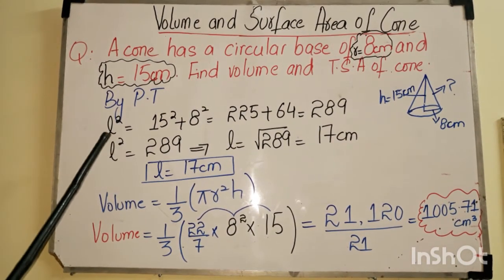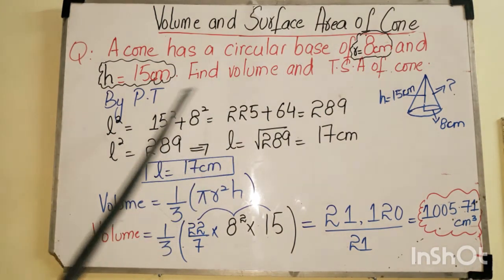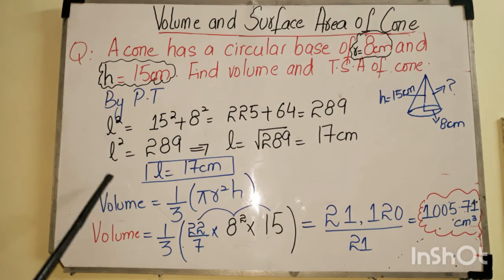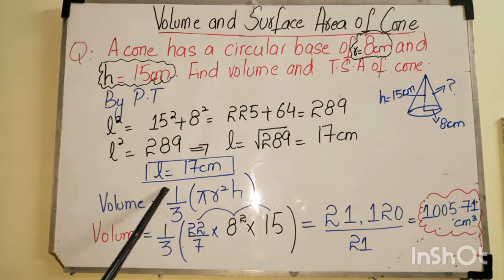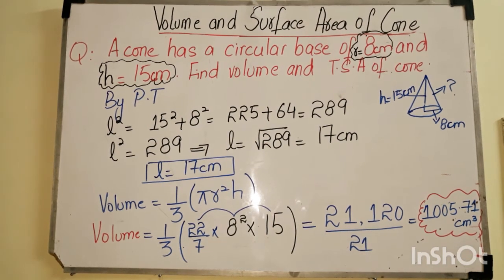Now have a look upon the question one more time. Given the radius 8 centimeter, height 15 centimeter, and the length slant height is unknown. We use Pythagoras Theorem to calculate the slant height. We did get 17 centimeter. Then we put the value in the formula of volume, that is 1 by 3 pi r square h. By putting the value in the formula, evaluating it mathematically, we get the right answer, that is 1005.71 centimeter cube.